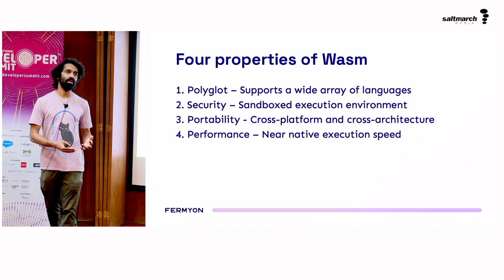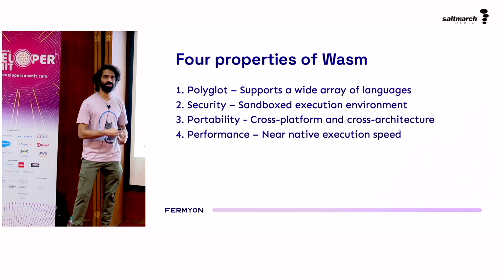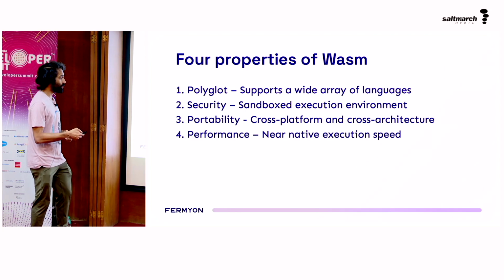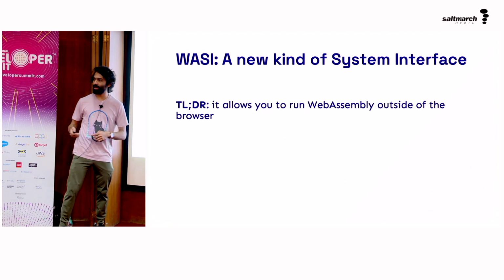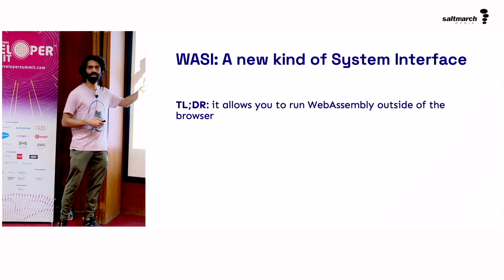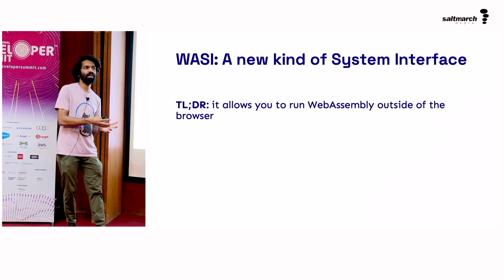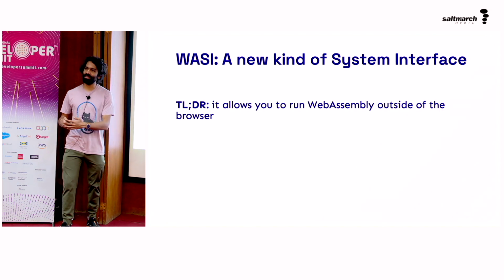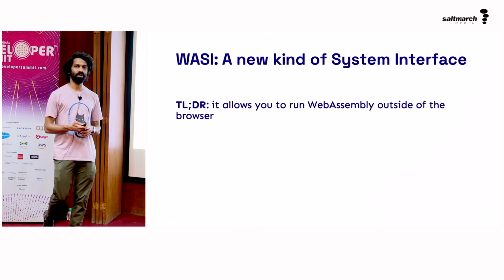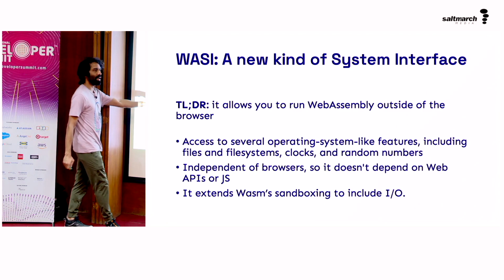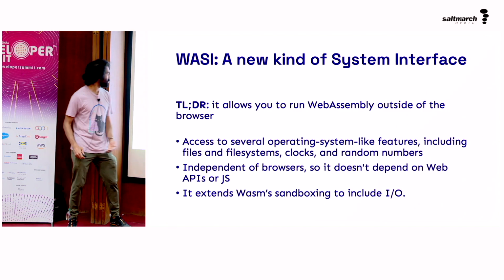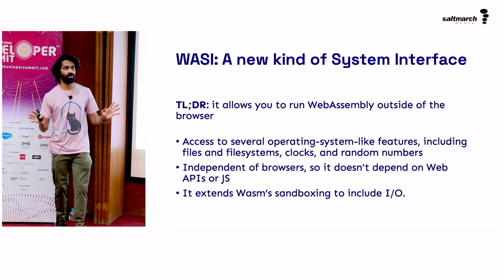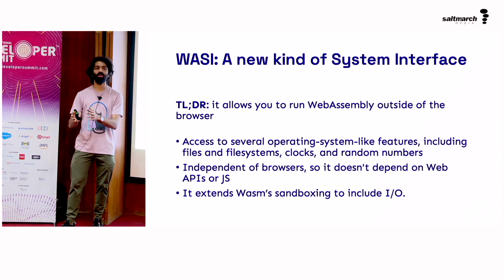But for something to run on a server, you need things like access to files, to system clocks, to networking, sockets, and so on. So in 2019, there was a new spec that was written called WASI, or WebAssembly Systems Interface, right? It gave WebAssembly an interface to talk to a system. And the TLDR is it allowed you to run WASM outside of the browser. The cool thing was it gave you access to all your OS features like files, file systems, clocks, and so on. And you didn't need to use a browser or JavaScript. So now you can run it on a server side.